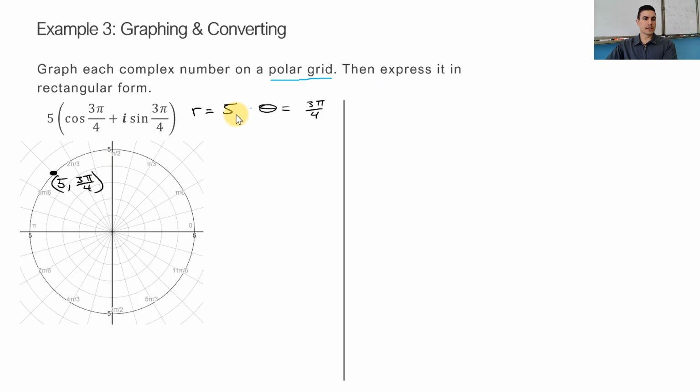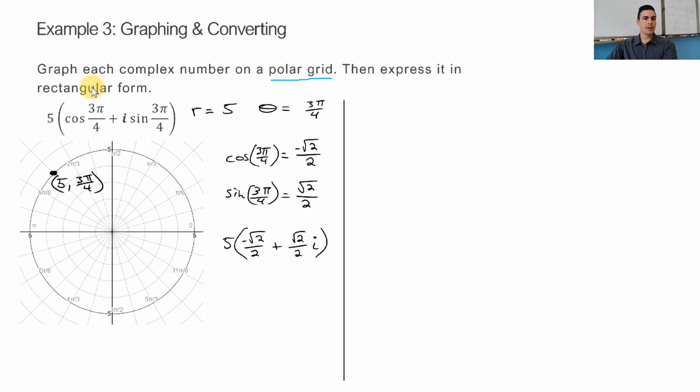So now in order to express this in rectangular form, let's just go ahead and think, well, what is the cosine of 3 pi over 4 and what's sine of 3 pi over 4? Well, knowing my unit circle values of -√2/2 and √2/2, we can just substitute those into our sine and cosine. So that's going to be 5 times (-√2/2 plus √2/2 i). And from here, you can then distribute that 5 through, and we have our final complex number in rectangular form. It would look just like this.